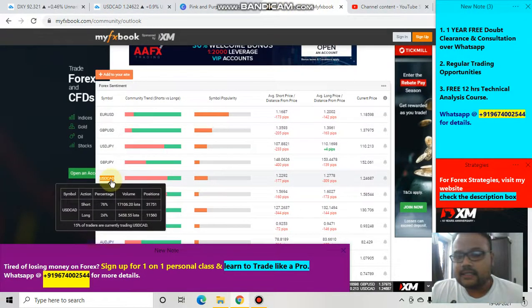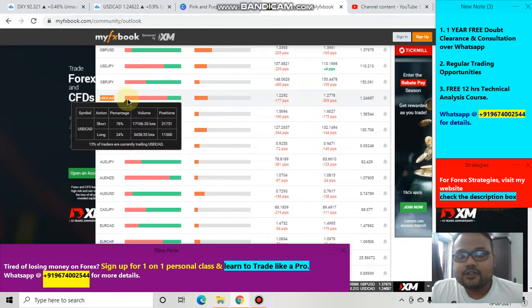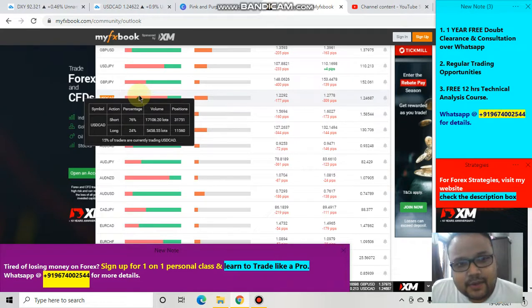Surprisingly, you can see that this is the USD CAD meter. As we all know, 90% of retail traders lose money, and shockingly, retail traders have shorted USD CAD. You can see here that 76% of traders, in this bullish market, have shorted. Only 24% have taken a long position.